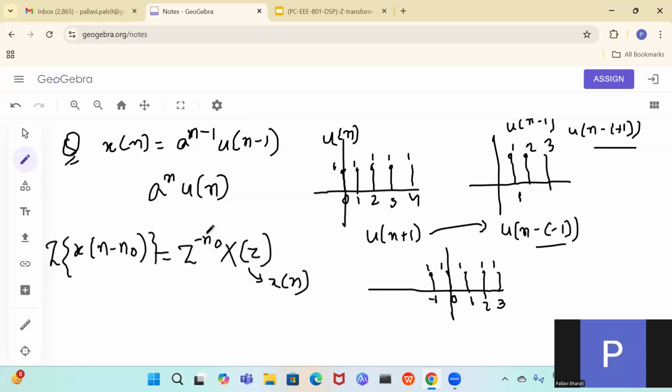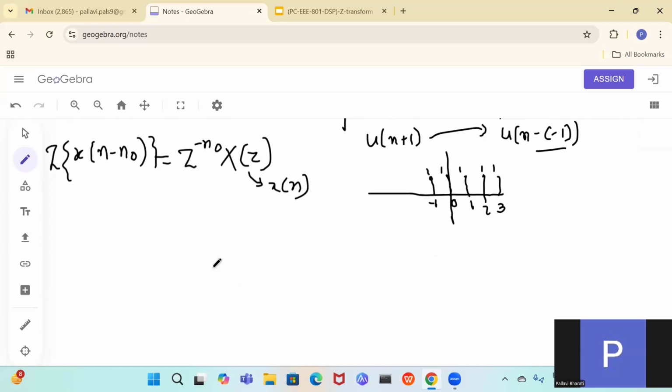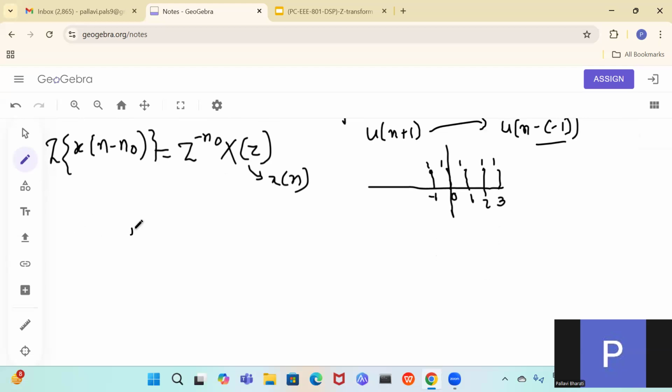So if this one is my original signal over here, a to the power n u of n, can we find out the Z transform of this one? We have already done it in the numerical, so we can directly write the answer, but for your convenience, I will do it once again. Now see, I'm not writing here minus infinity to infinity because it is multiplied by u of n. Once any signal is multiplied by u of n, that signal is always going to start from n equals 0. So a to the power n, z to the power minus n.